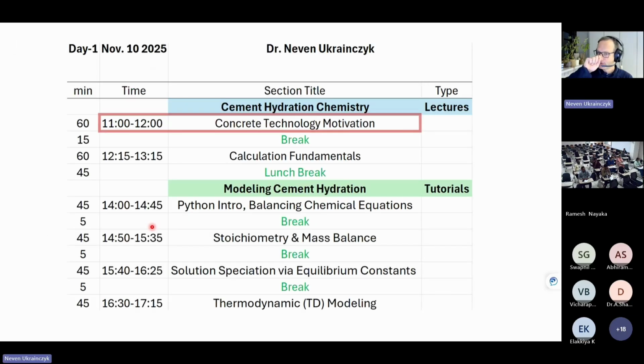Then I will dive into the first lecture block. This is the concrete technology motivation. And then later I will really dive into the chemistry models. Those are the calculation fundamentals that you can use later, after the lunch break.